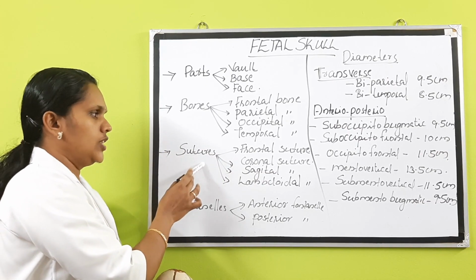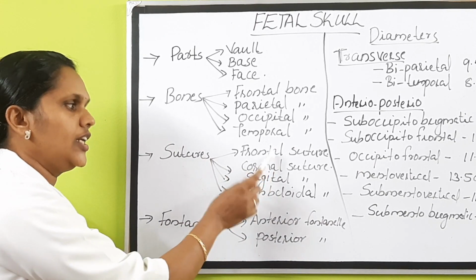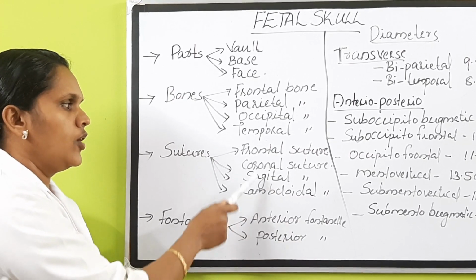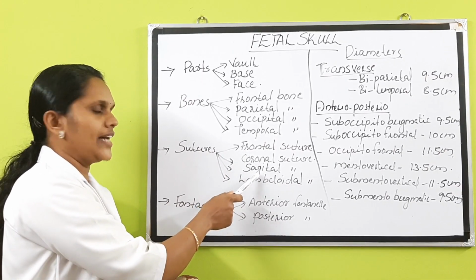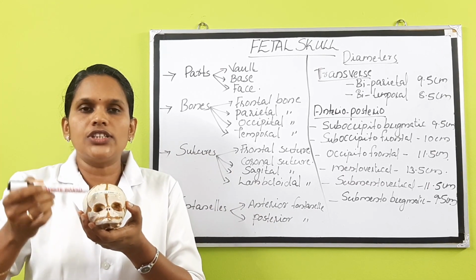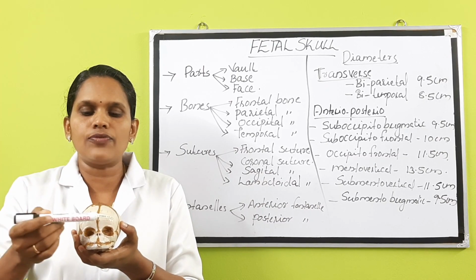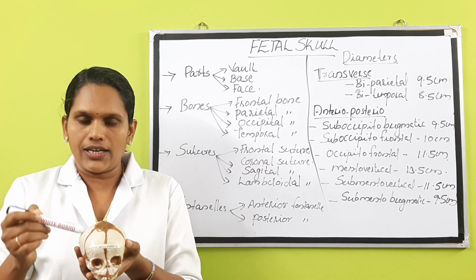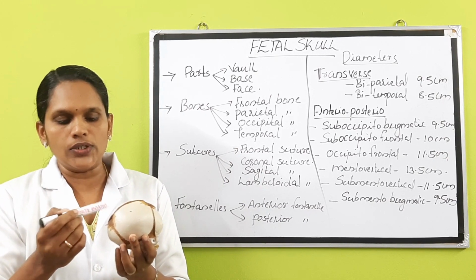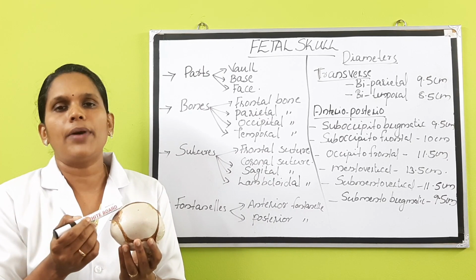Then next, sutures. The frontal suture, coronal suture, sagittal suture and lambdoidal suture. The frontal suture separates the two frontal bones, the coronal sutures separate the frontal bones from the parietal bones, the sagittal suture separates the two parietal bones, and the lambdoidal sutures separate the occipital bone from the parietal bones.